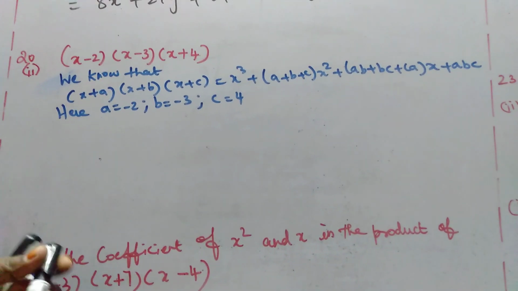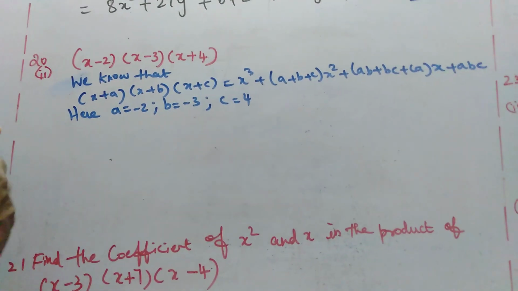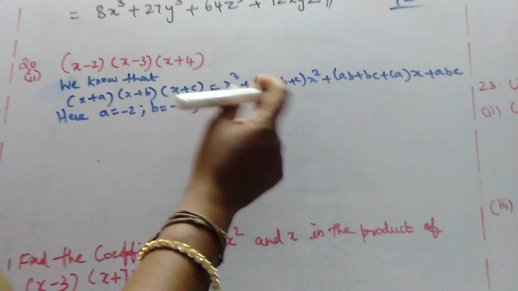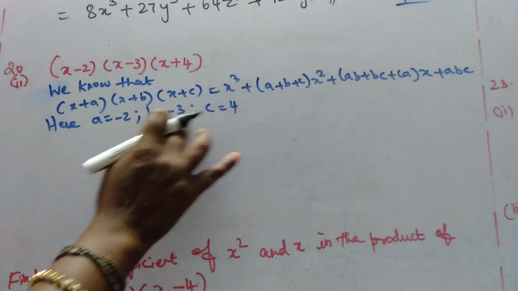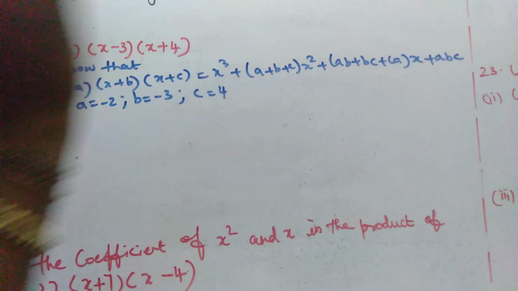For three terms, for different signs, there is no different formula; only one formula we want to use. That's why I am using the same formula here. Only in the place of a, b, c we want to be very careful in substituting the values.